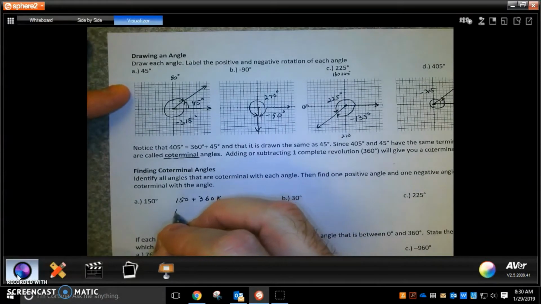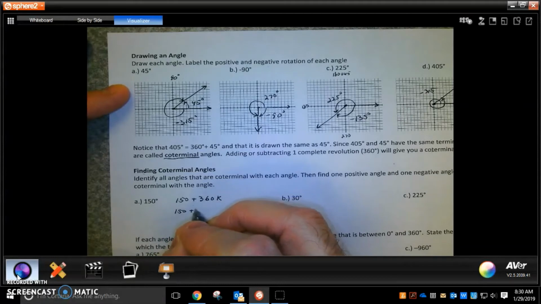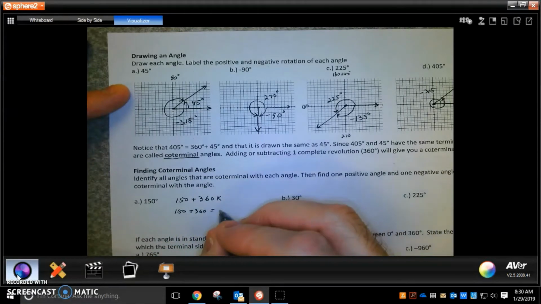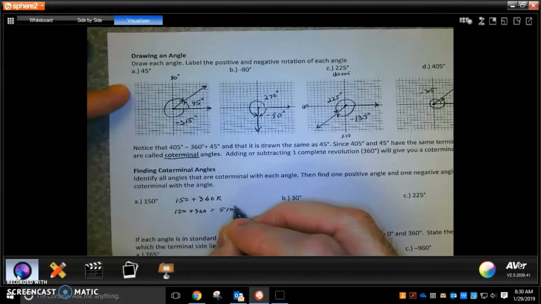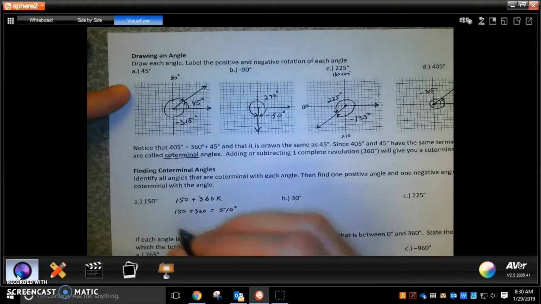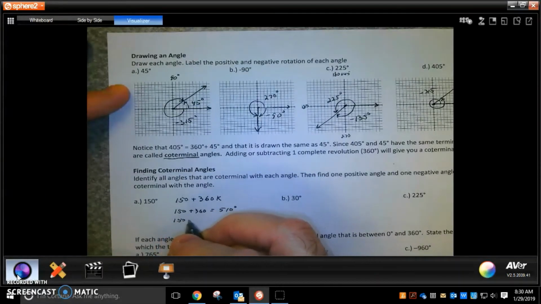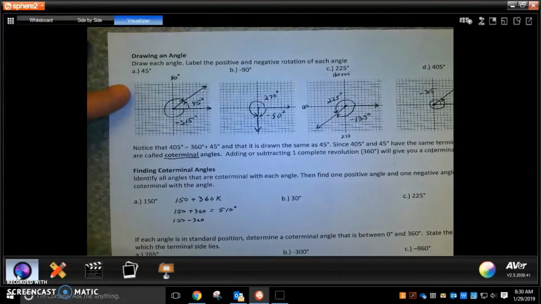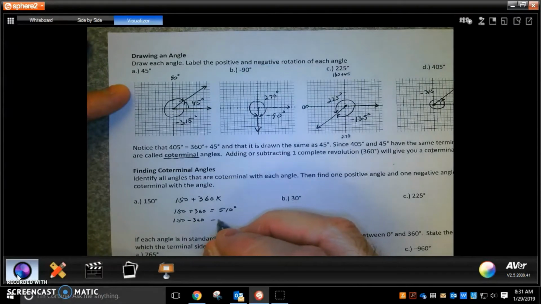Okay, so if I take 150 and add 360, that would give me 510. So 510 is coterminal to 150. But if I take 150 and subtract 360, so grab your calculator, this one's a little trickier. 150 minus 360, you're going to get negative 210.